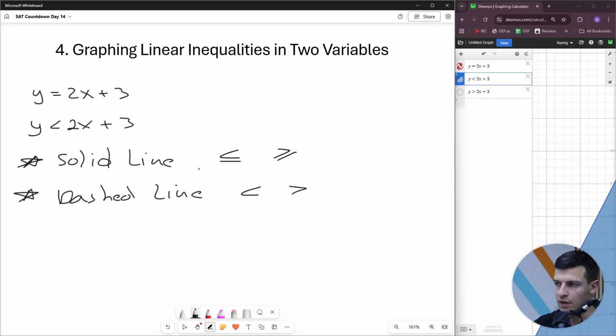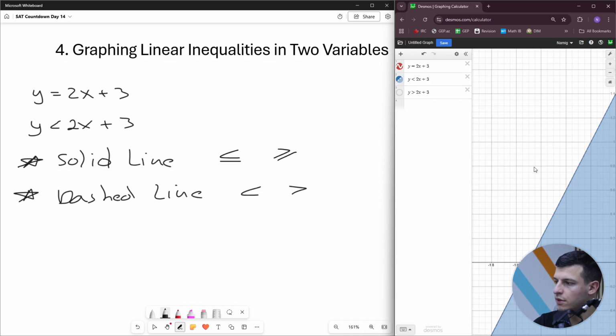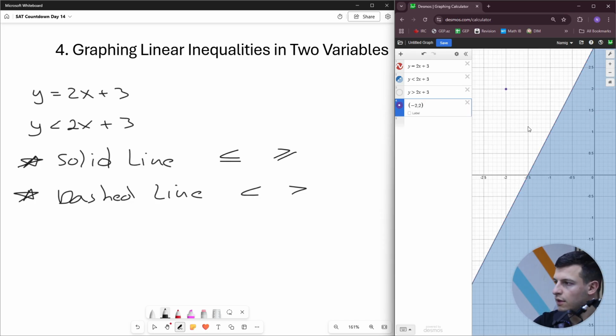Now, when it comes to testing a point to see if it is part of the solution or not, we can always plug in a point from the graph and see whether it's above the graph or below the graph. So for example, we have y less than 2x plus 3 here. I can take the point, for example, -2 and 2. Let me see if I can find that. It's here. You see that this is not part of the area that is shaded, so this will not be our solution, right? We'll see that in examples soon.